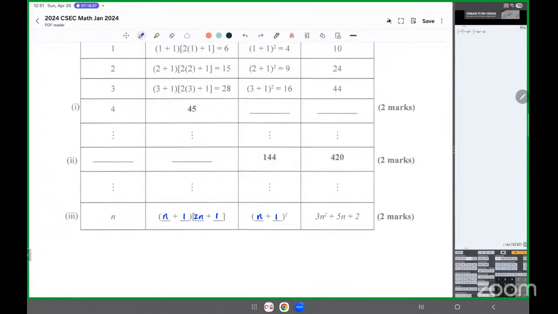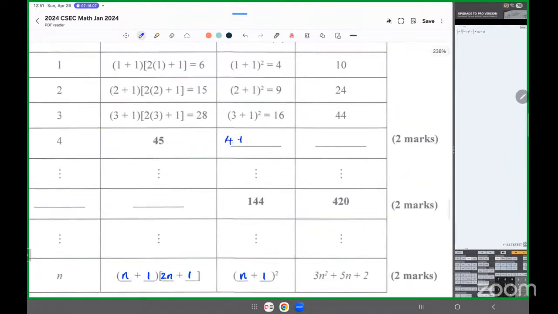So for this one now, n is 4, it's the next shape. So we're going to take the formula and put it down here. So it becomes 4 plus 1 squared. That's 5 squared, which is 25.